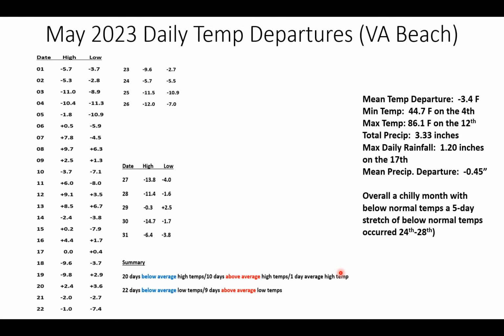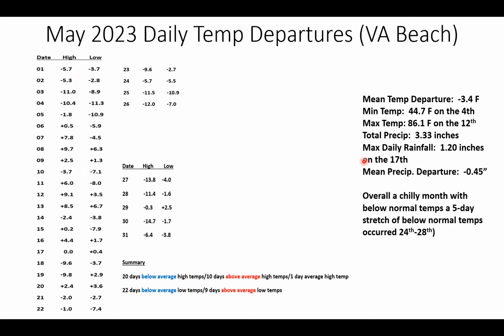Here's a look at Hampton Roads, specifically Virginia Beach, Virginia, May 2023 daily temperature departures. I like to do these daily temperature departures and calculate them from the average temperatures each day, just to get a picture of what the month looked like. You see a lot of negatives here, don't you? These are the dates here on the far left. There's dates over here as well. But you see a lot of negative signs in front of these numbers for departures from normal.